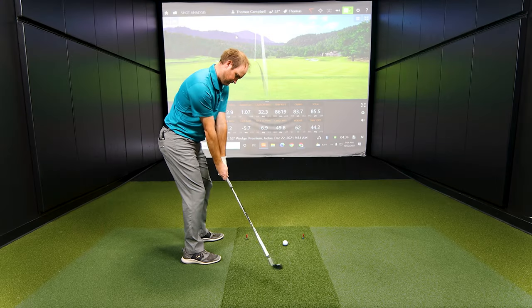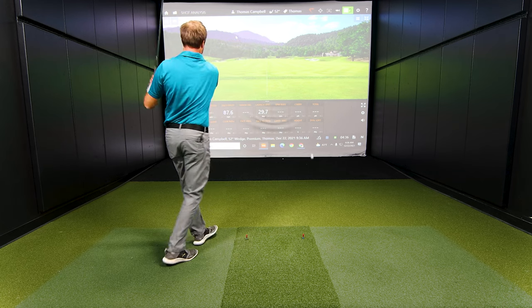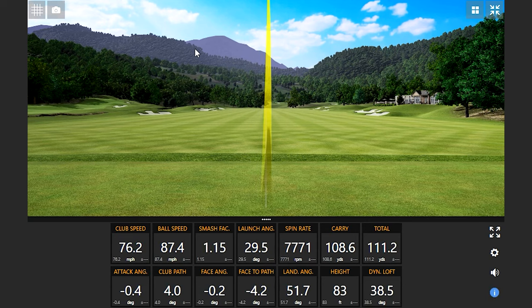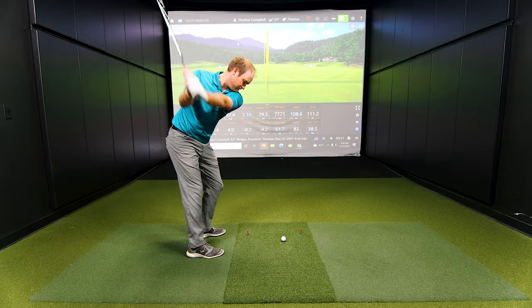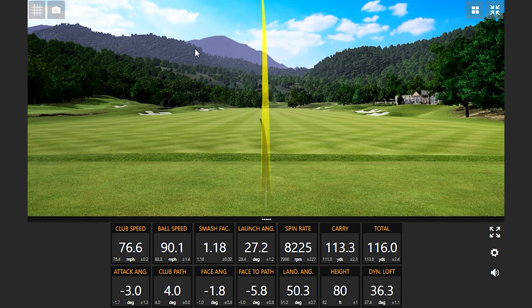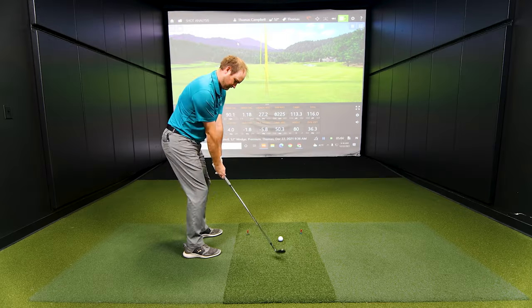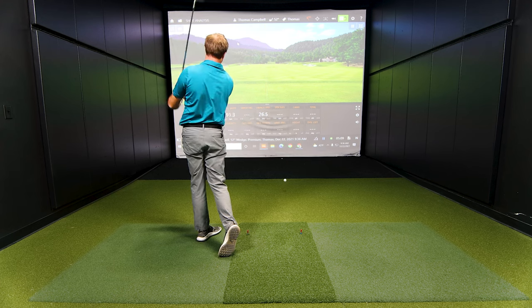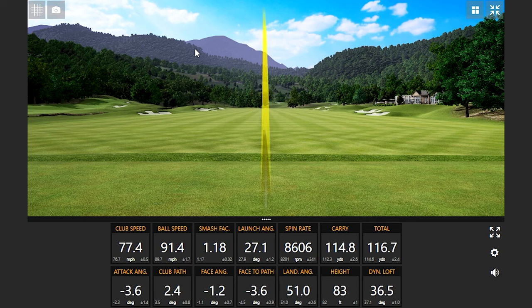Right. So I'm going to jump in here and hit some shots. I'll hit standard, I'll hit across, and I'll hit into out and see what happens to that spin rate and that path. Okay. Not hitting down on it very much. There you go. We're going to be right around the same. That one was better.